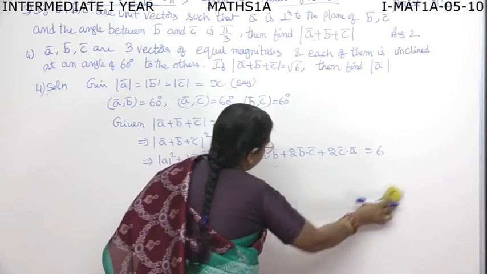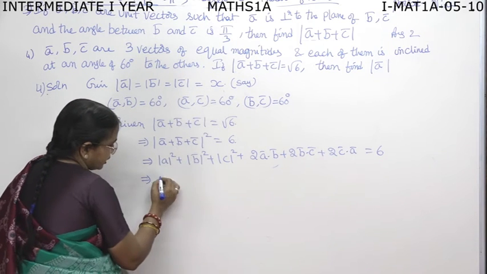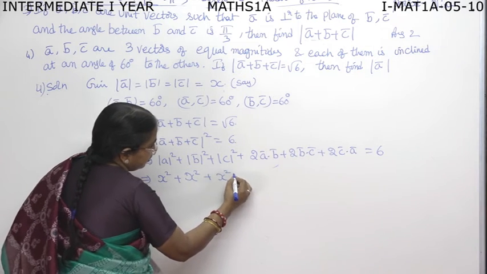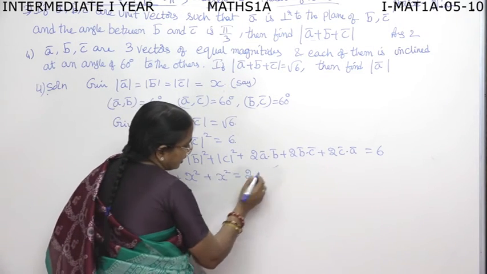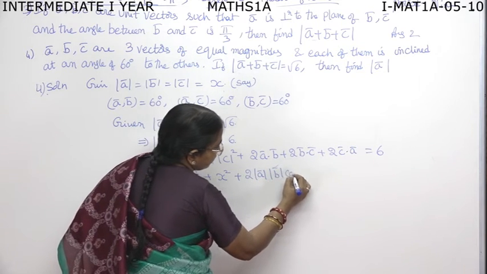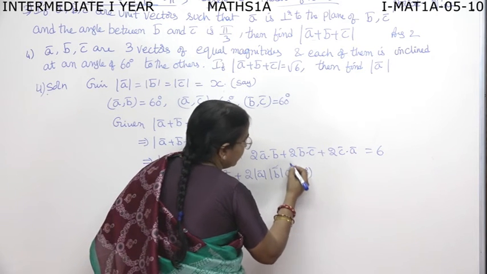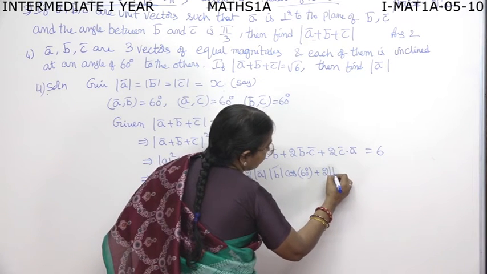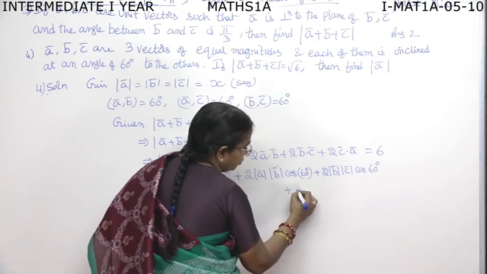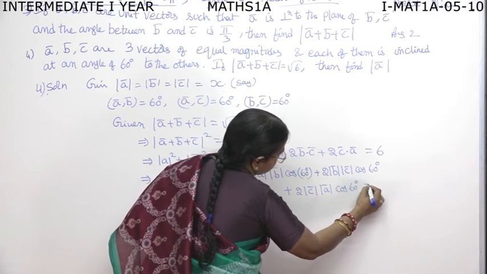Now we'll find out mod A square. Mod A is x, so it is x square. Mod B square is also x square. Mod C square is x square, plus 2 into A dot B value we'll write, plus 2 into mod A into mod B into cos of angle between A and B, cos 60 degrees. And then similarly these are also the same: 2 into mod B into mod C into cos 60 degrees, and then plus 2 into mod C into mod A into cos 60 degrees is equal to 6.